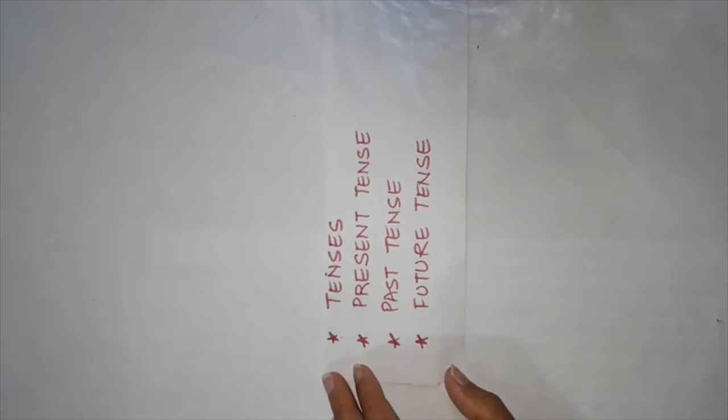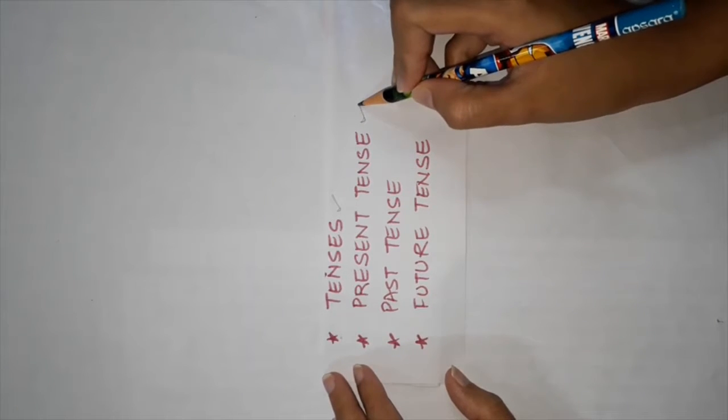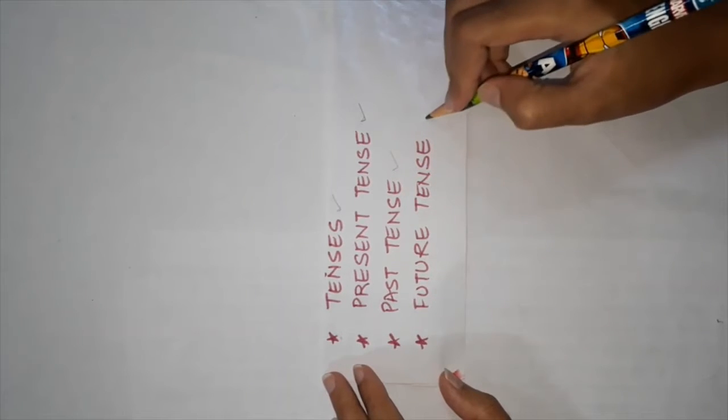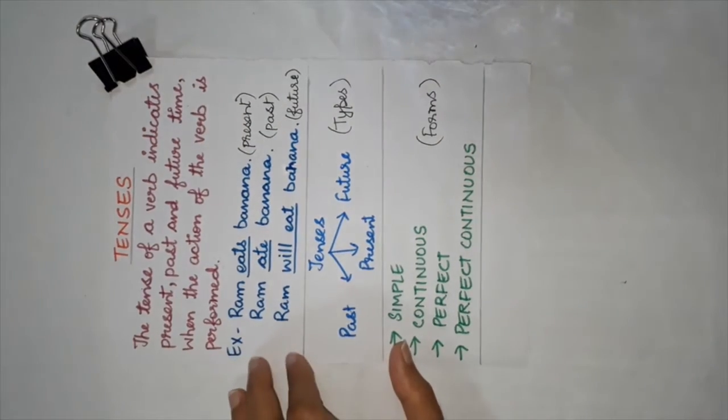Hello children, we are going to discuss English language in today's assignment for class 6. In the previous assignments we have already discussed tenses, present tense, and today we are going to discuss past tense and future tense. So before doing that, let's revise the tenses.